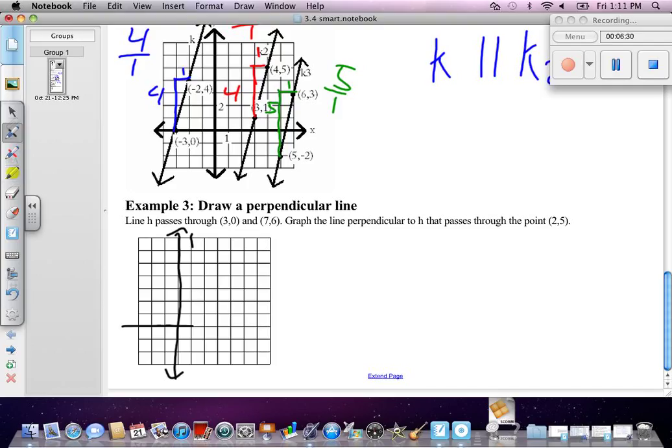Is the homework going to be this simple? Should be. Okay, it should be.